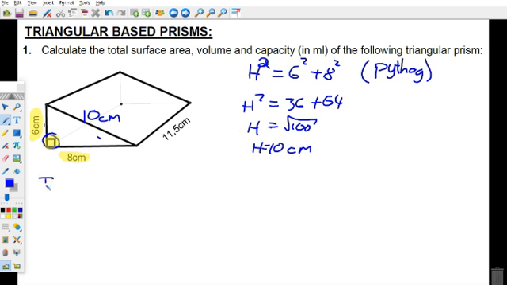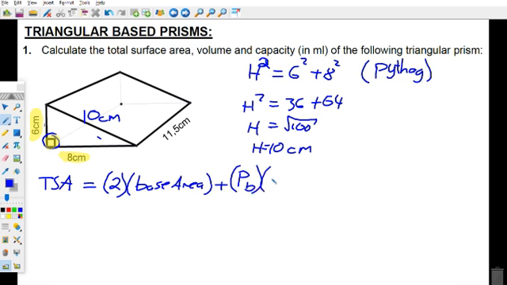So my TSA, my total surface area, is equal to, I'm going to write it out again, 2 times my base area, which is going to be what? Triangle. So have that in your head. Plus the perimeter of my base shape multiplied by my height. And my height is what component? It's the thing that's making it a prism. It's the thing that's stretching it out. Yes, there we go. That's my height. Beautiful stuff.